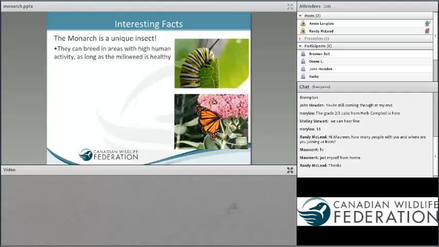So they don't really mind where there's humans. They can breed or they can feed in areas where there's high human activity. As long as milkweed populations are healthy, they're pretty good. We don't know of any other insect that has a migration like that, so it's possibly unique on this earth. Airline pilots have seen monarchs as high as 1 kilometer up in the sky, so they can fly pretty high following the winds and air columns.